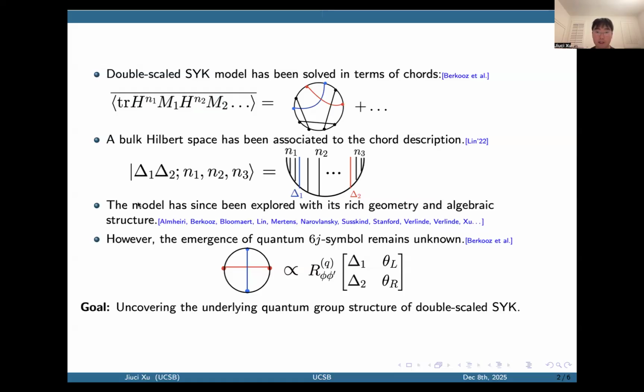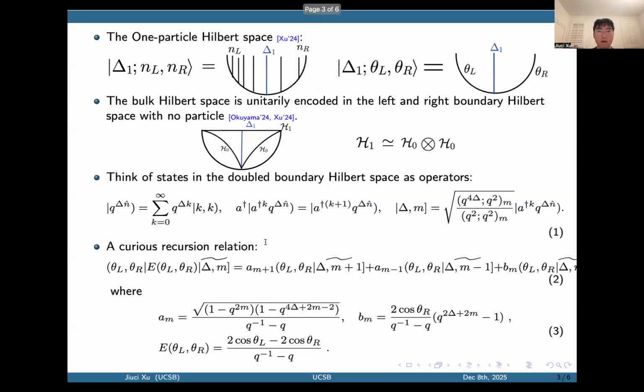However, it remains unclear why the quantum 6J symbol appears in the calculation of the crossed four-point function. So today, we uncover the underlying quantum group structure relevant for the quantum 6J symbol. We begin with the one-particle Hilbert space specified by one matter insertion in the bulk with some amount of Hamiltonian chords inserted to its two sides.